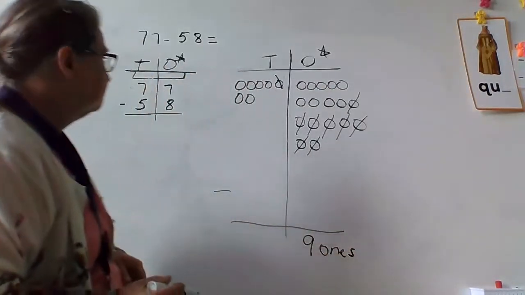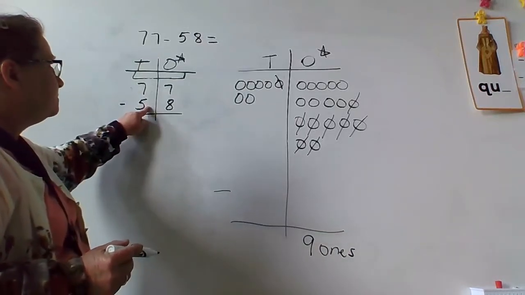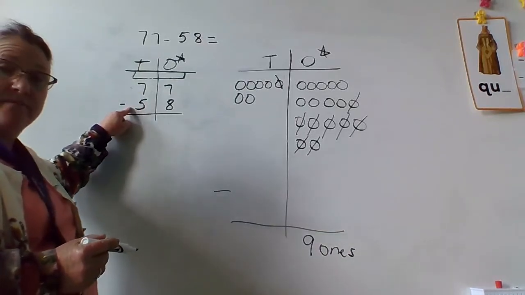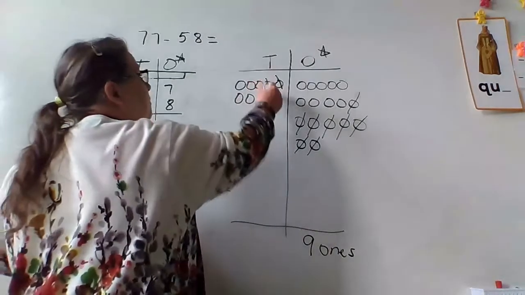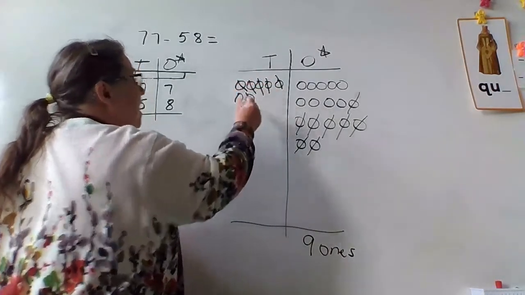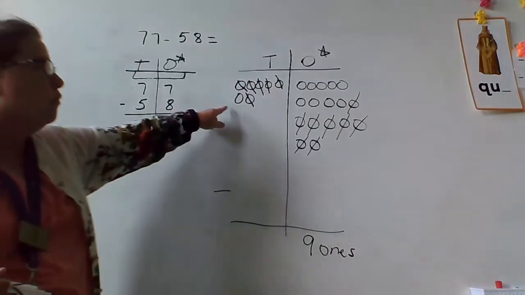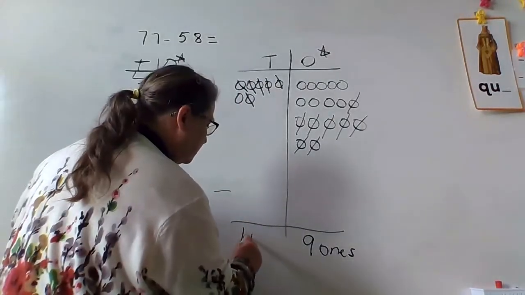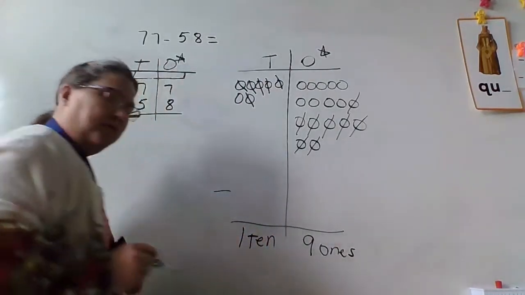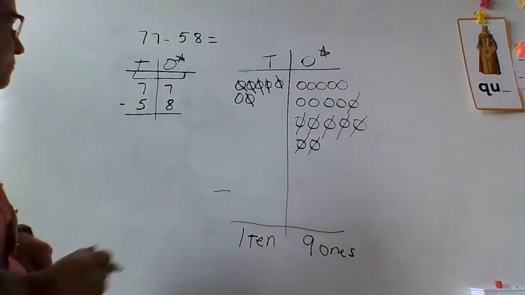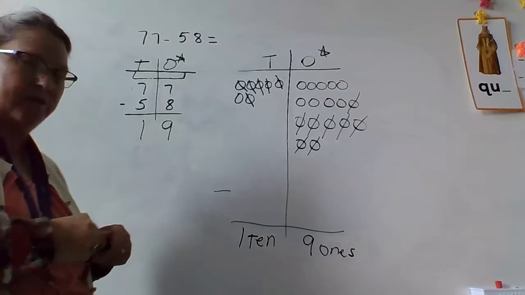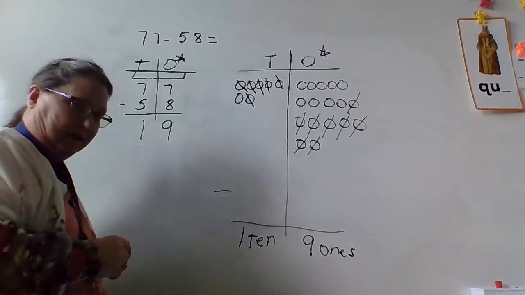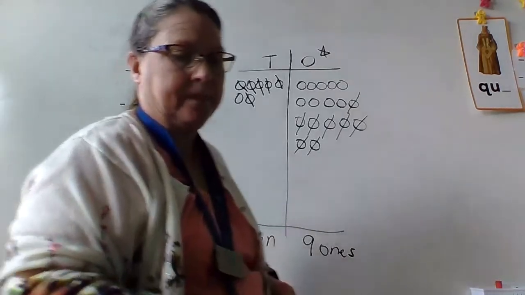Okay? Now I have to look in my tens. I have to take 5 more because it tells me I still have to subtract 5. 1, 2, 3, 4, 5. I have 1 ten left. So I hope you got 19. 1 ten, 9 ones is 19. I hope you got 19 for your answer. Okay? Good job. All right.